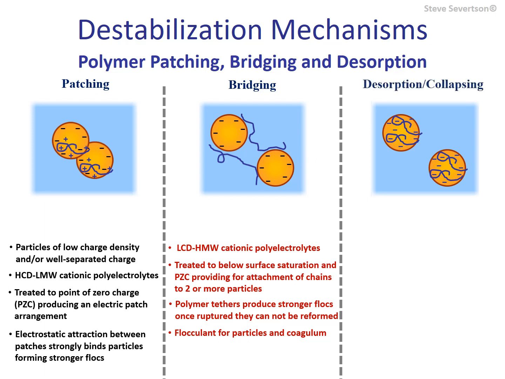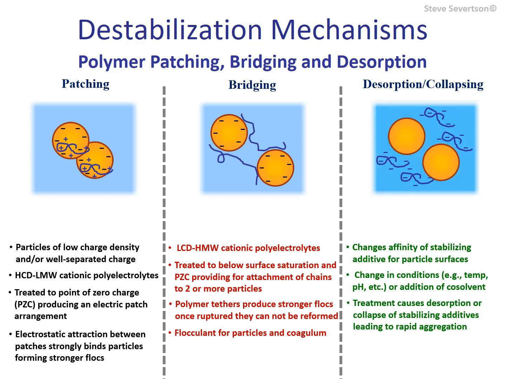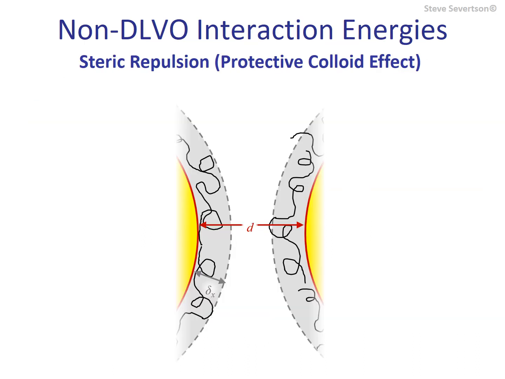The desorption or collapsing of stabilizing additives at particle surfaces facilitates the rapid onset of aggregation. This is commonly achieved through changes in pH or temperature or through the addition of a co-solvent to increase additive solubility in the continuous phase. Many products use switchable polymeric stabilizers, for which exposure to the atmosphere, changes in temperature, or other triggers change surface conformation and result in rapid destabilization. We have described colloidal stability in terms of an interaction energy diagram. This is an effective approach because it builds on our existing understanding of chemical kinetics and activation energy.